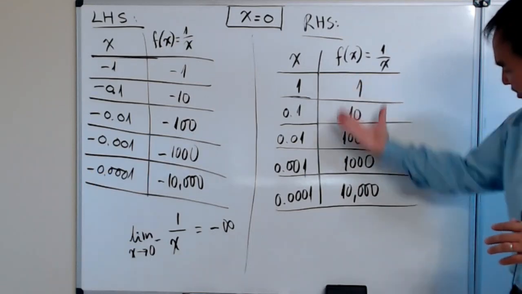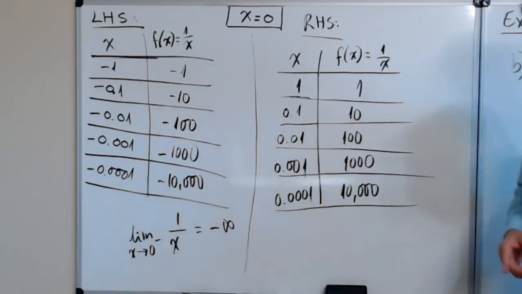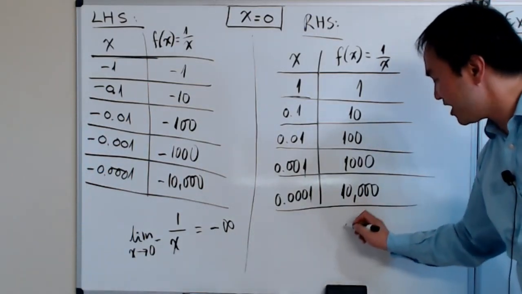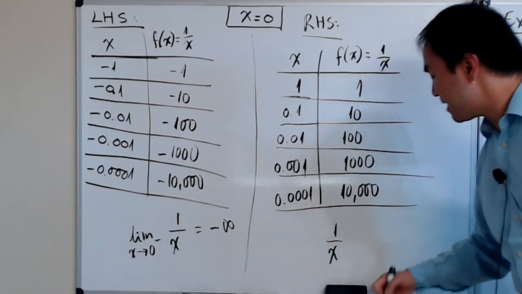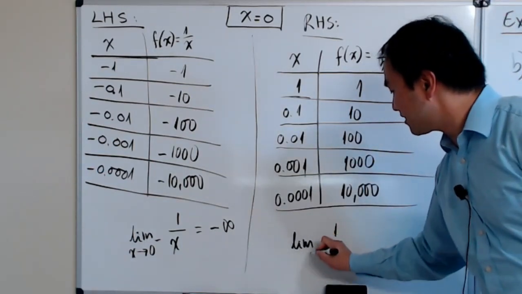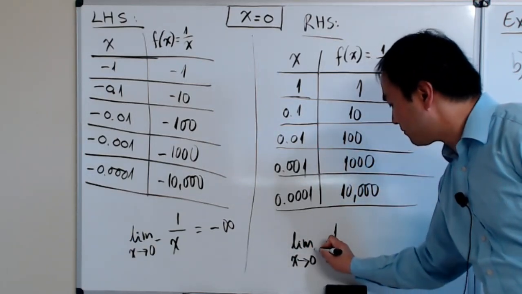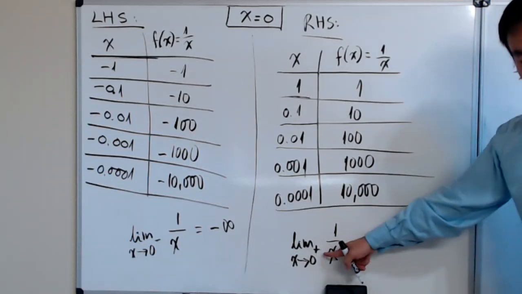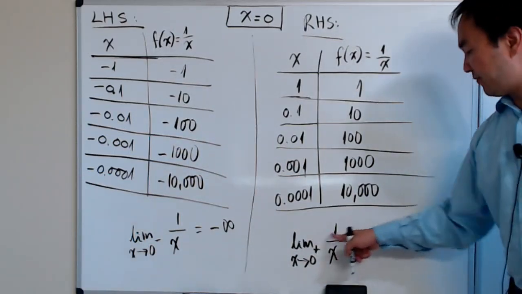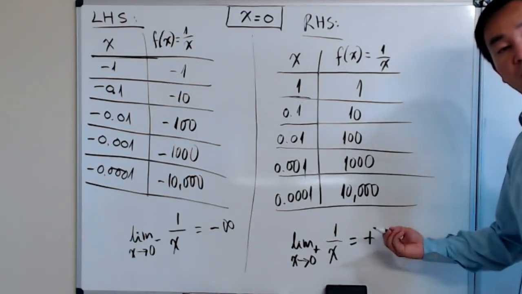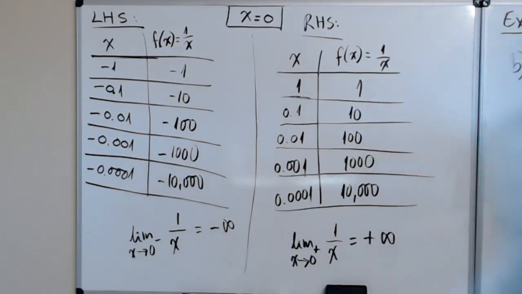Observing these outputs, the values of our function 1 over x are growing, growing infinitely. So now we have a prediction. Based on observation, as we let x get close to 0 from the right-hand side, and notice how I use the superscript + next to the 0, the function 1 over x has a limit of positive infinity. And from the left, negative infinity.